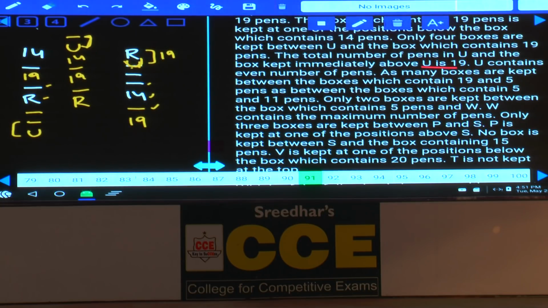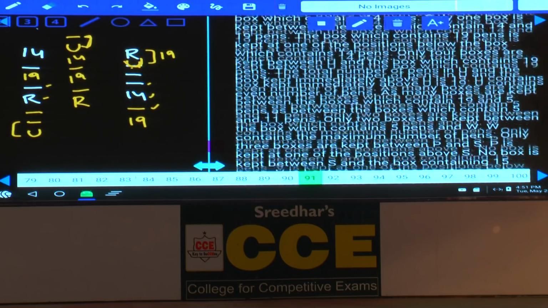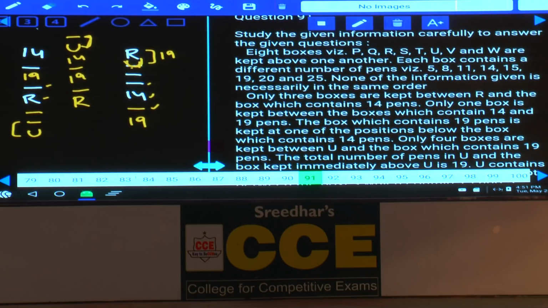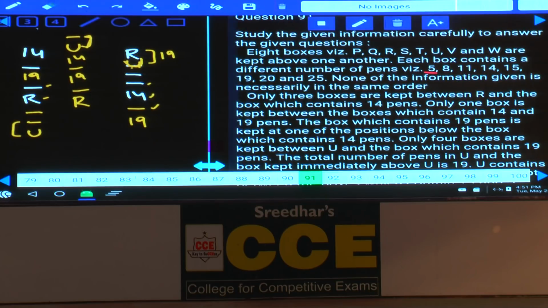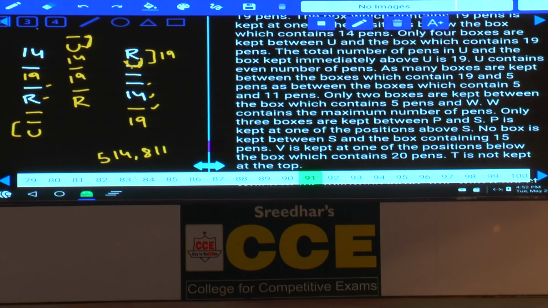Yes, among the given pens, where can we have the combination 19? 5 and 14 is one combination and 8 and 11 is another combination. Hence 19 is either 5 and 14 or 8 and 11. Then, what is the next information here?